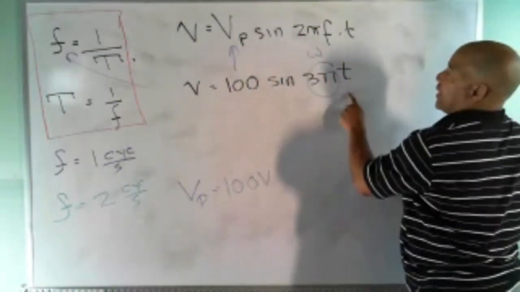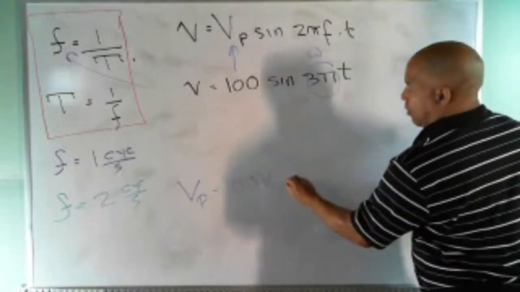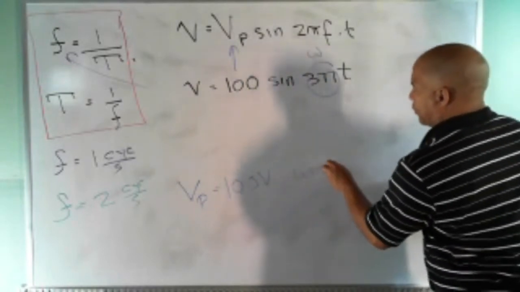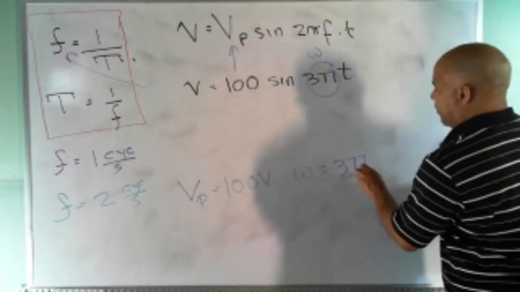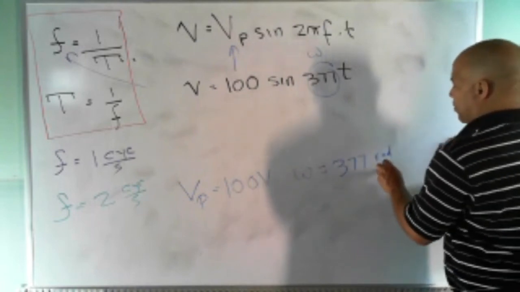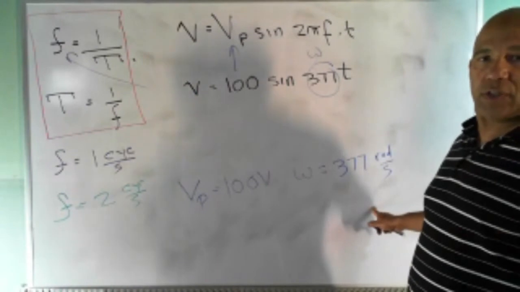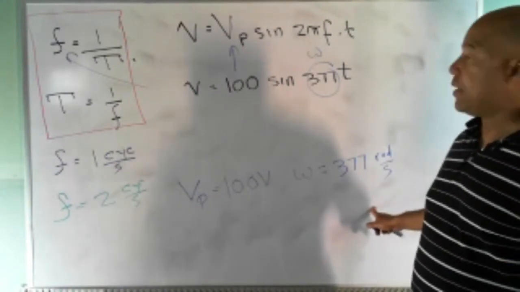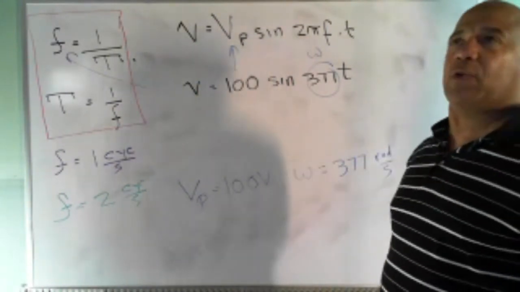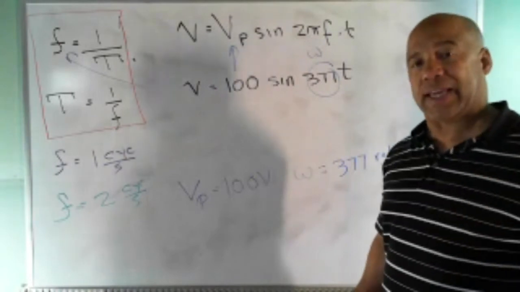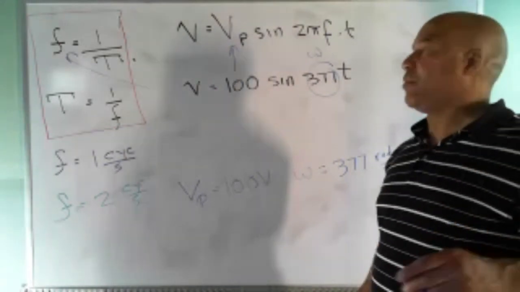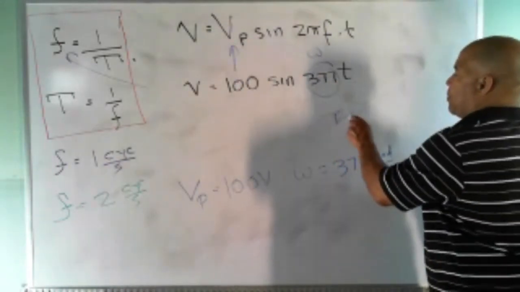The thing in front of the t is always omega. So omega equals 377 radians per second. So now I can just look at that and tell you how fast the coil is moving in the generator. Now, usually you don't look at rotational speeds in radians per second. Usually you look at it in revolutions per minute.